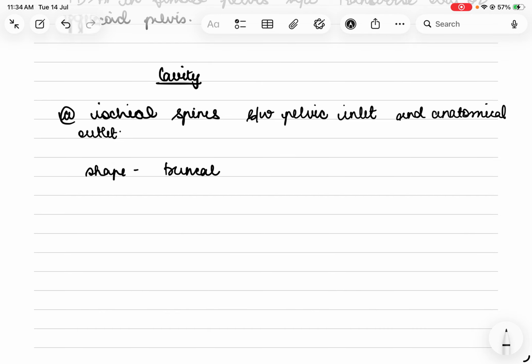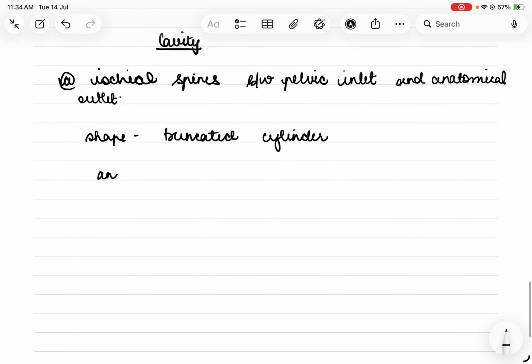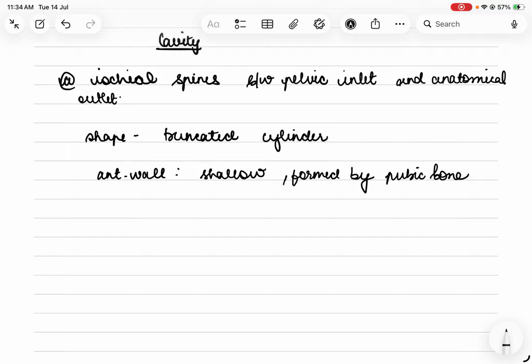Truncated cylinder. Anterior wall shallow, formed by pubic bone. And the posterior wall is deep and concave. It is formed by sacrum.